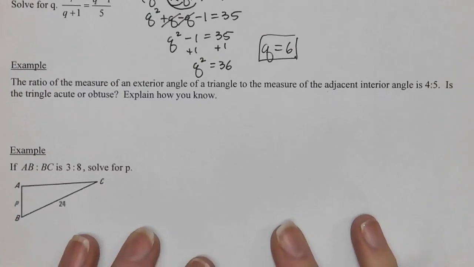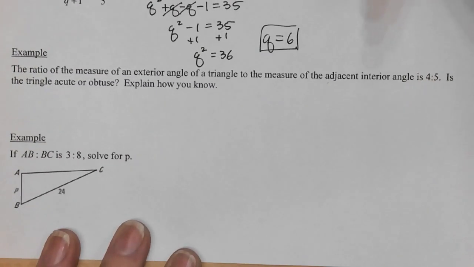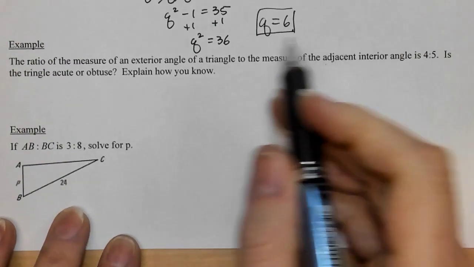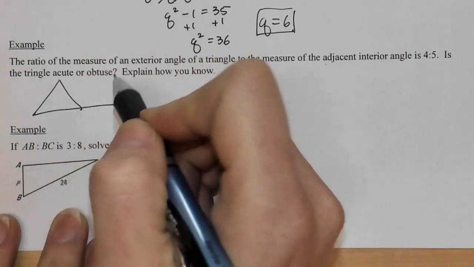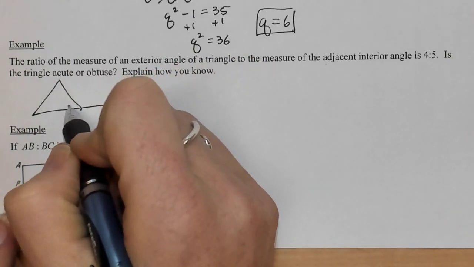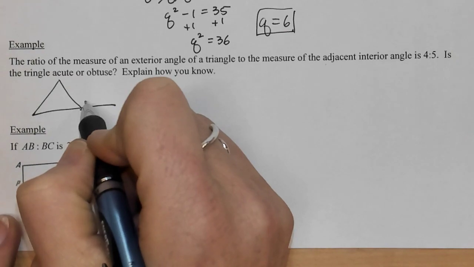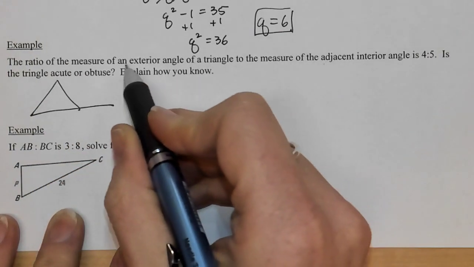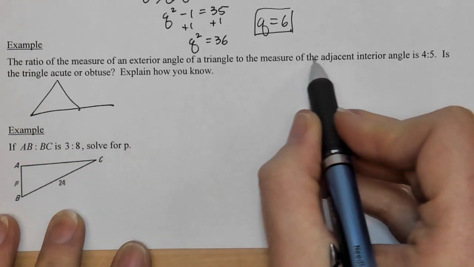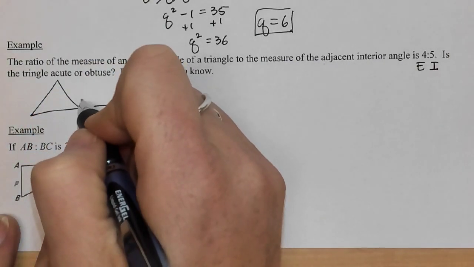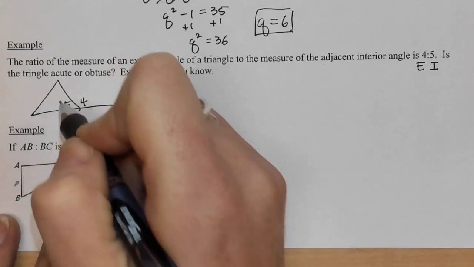2 more. The ratio of the measure of the exterior angle of a triangle to the measure of the adjacent interior angle is 4 to 5. All right, that's a lot of words. They're talking about the interior angle and the exterior angle, one on the inside, one on the outside. The ratio is 4 to 5, and I got to get the ratio right. So they are talking about exterior first, then interior. So exterior, then interior. Exterior is the 4, interior is the 5.